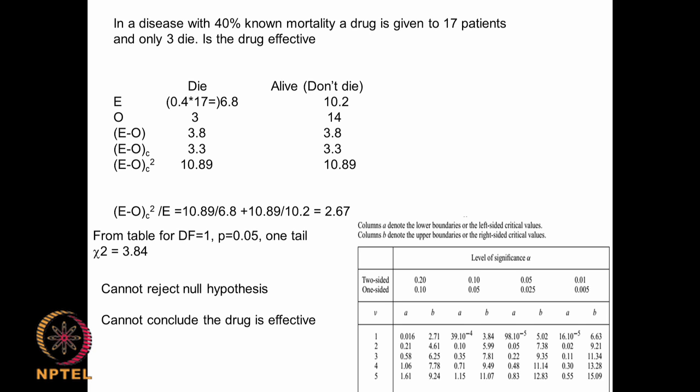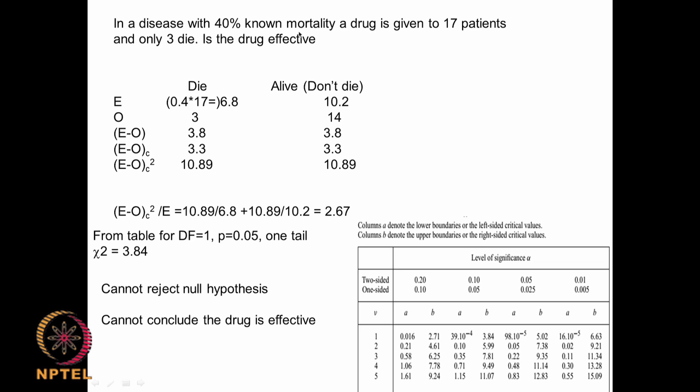Let us look at a problem which is a 2 by 2 situation, because we are talking about a drug working on a set of patients. Because of the drug, patients either die or stay alive; we expect some data, whereas we observe something else. So we need to look at whether there is an association, and we are also applying the Yates correction in this problem. Look at this particular problem.